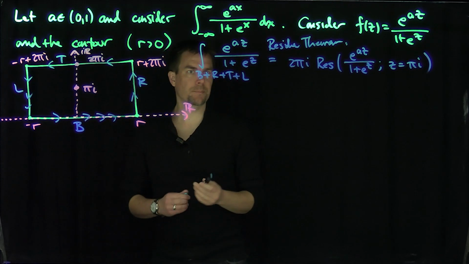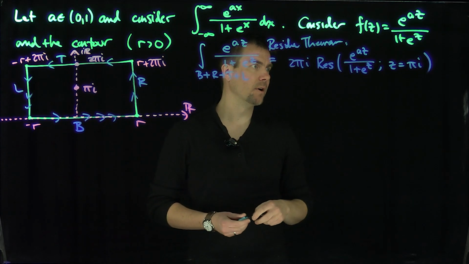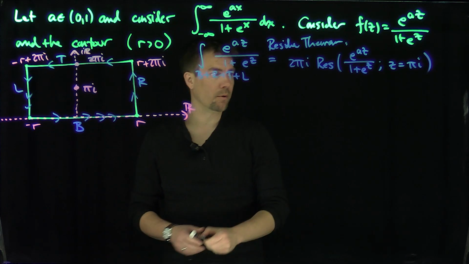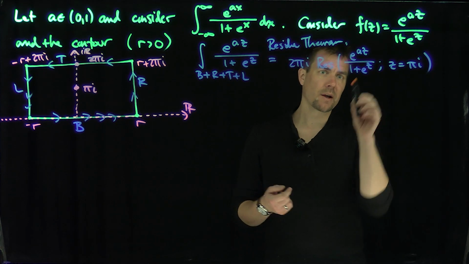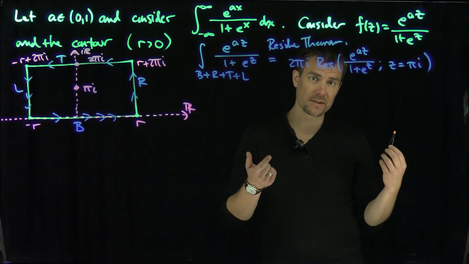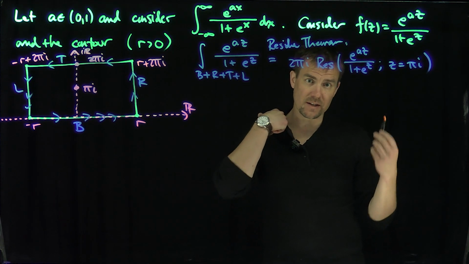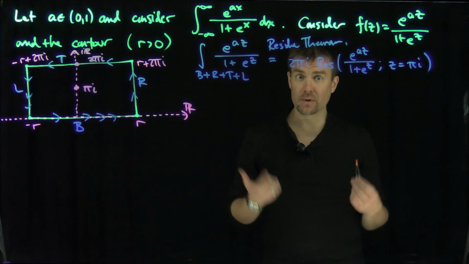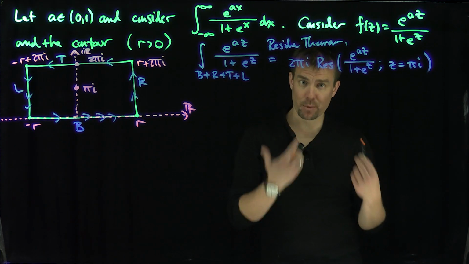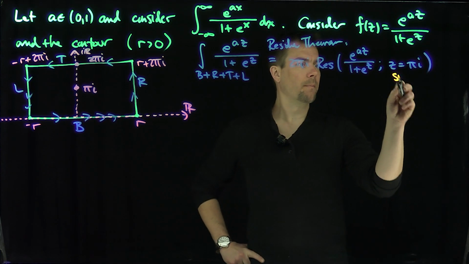Now, this pole pi i is a pole of this function, and it's a simple pole. How can I see that? The derivative of 1 plus e to the z is e to the z, and e to the pi i is equal to negative 1. So the derivative does not vanish at that point, which means it's a simple pole.